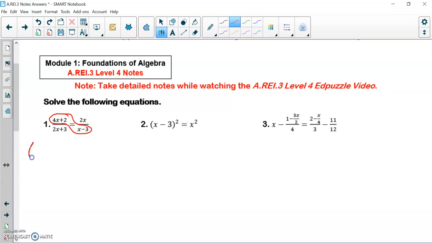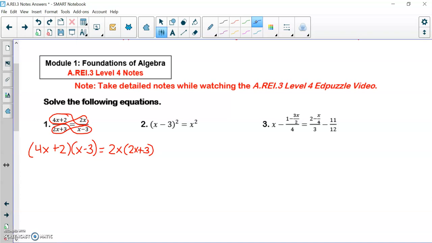So I'm really doing a 4x plus 2 times an x minus 3. And then I'll set that equal to the numerator of my second fraction multiplied by the denominator of my first fraction, which is a monomial times a binomial, so we don't have to FOIL that. We just use the distributive property there.